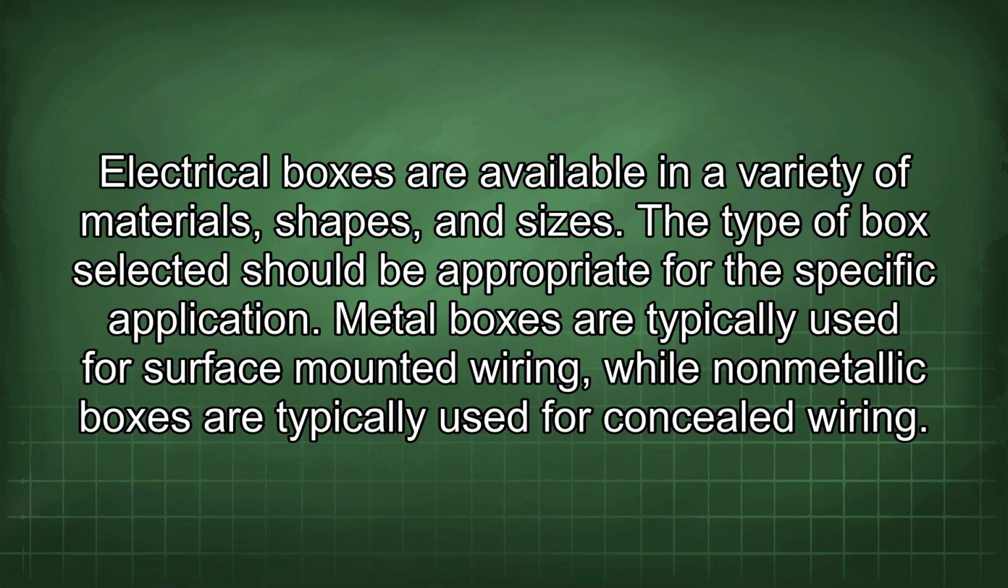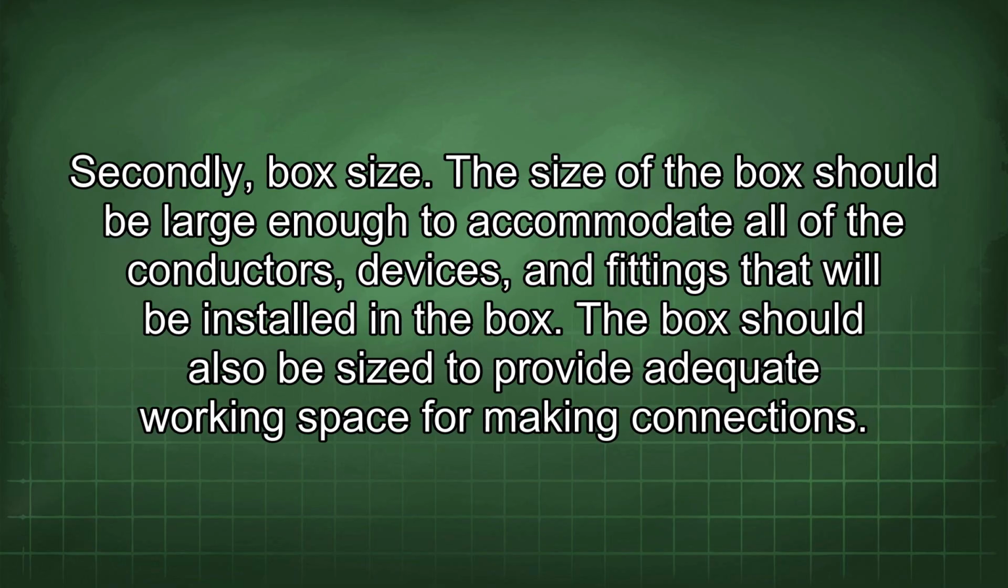Metal boxes are typically used for surface-mounted wiring, while non-metallic boxes are typically used for concealed wiring. Secondly, box size. The size of the box should be large enough to accommodate all of the conductors, devices, and fittings that will be installed in the box. The box should also be sized to provide adequate working space for making connections.